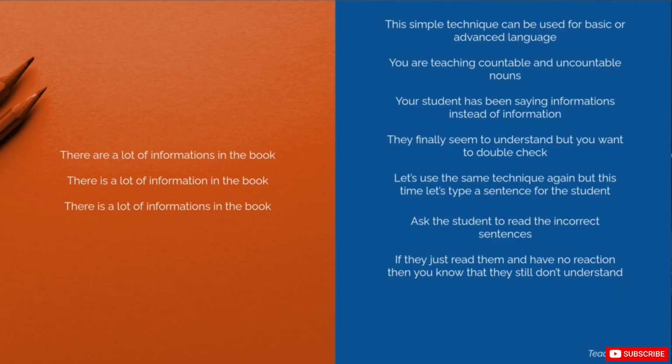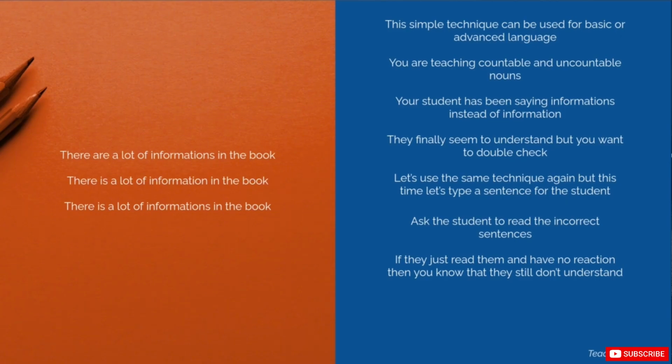And because this is the correct sentence, we can use a positive tone of voice. Like, yeah, there is a lot of information in the book. There is a lot of information in the book. Is that okay? And you can even do something like, on the webcam, show a thumbs up. Is that okay? And then we can go to the final sentence.